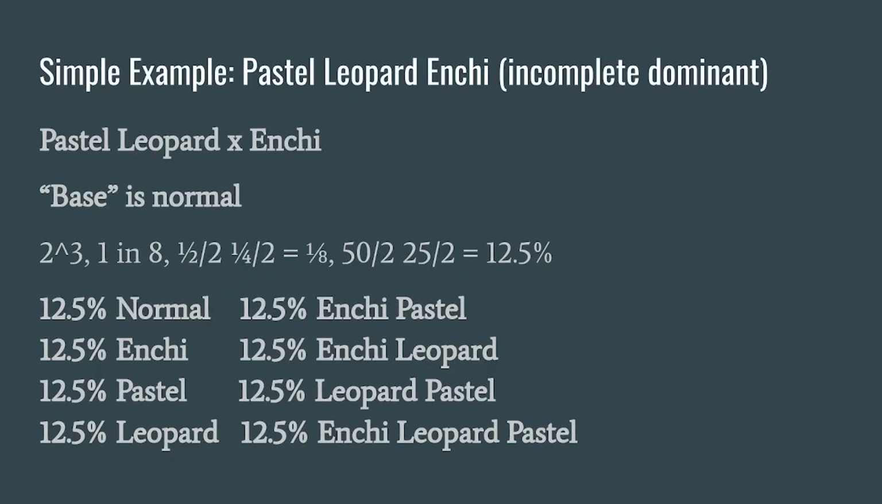You can do your percentages, whatever you want to do, and you can see at the bottom that we've got all of them listed out, all of the different combinations. So that one's not too tricky. We know that the jackpot, or probably the most desirable, would be that inchy leopard pastel, and you have just as good a chance of getting that as you do probably the least desirable, which would be normal.